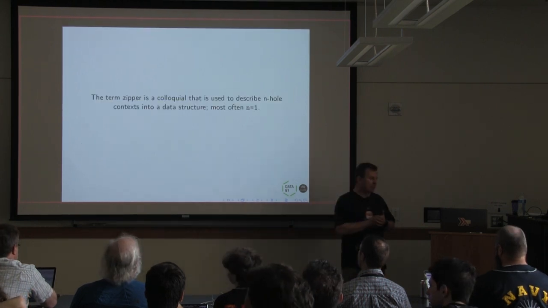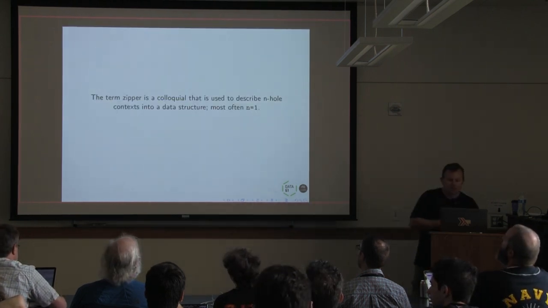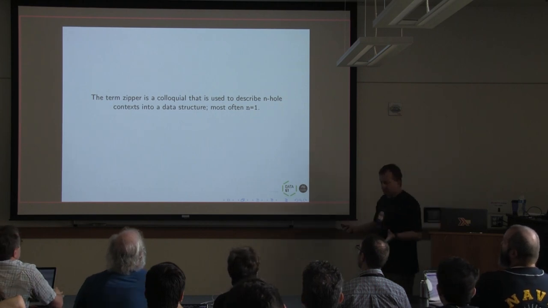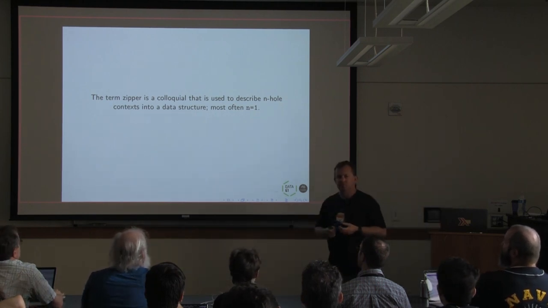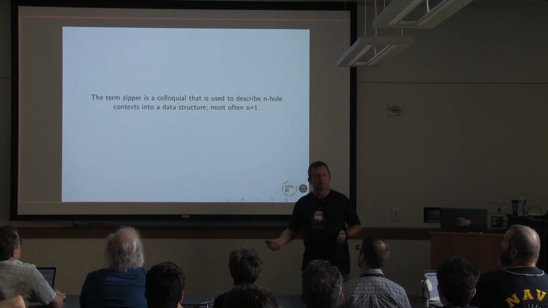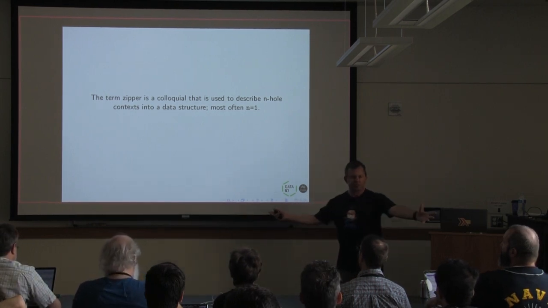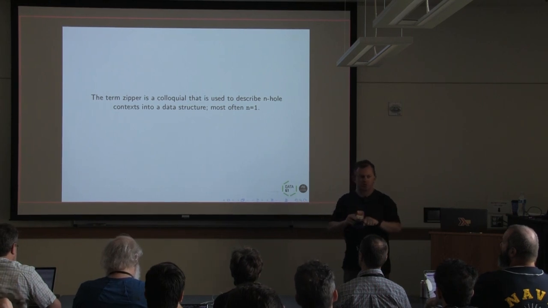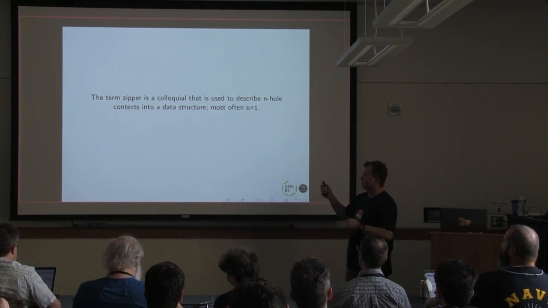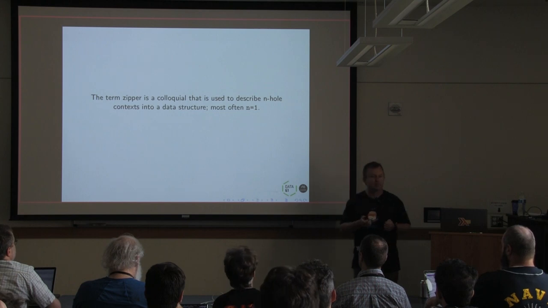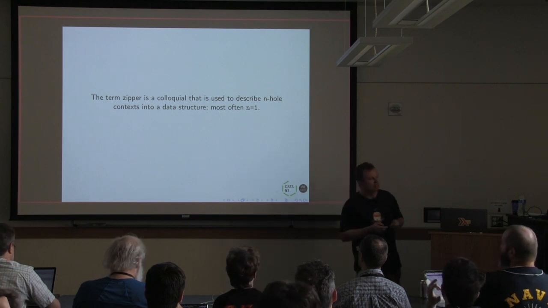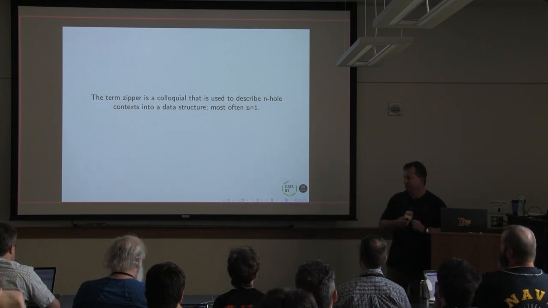So let's talk about zippers. A zipper is a term, and it basically means an n-hole context into a data structure. So consider any data structure, and we're going to talk about the context within that data structure. In particular, we're going to talk about one-hole contexts, mostly because they're easier to understand, but n-hole contexts are also useful.